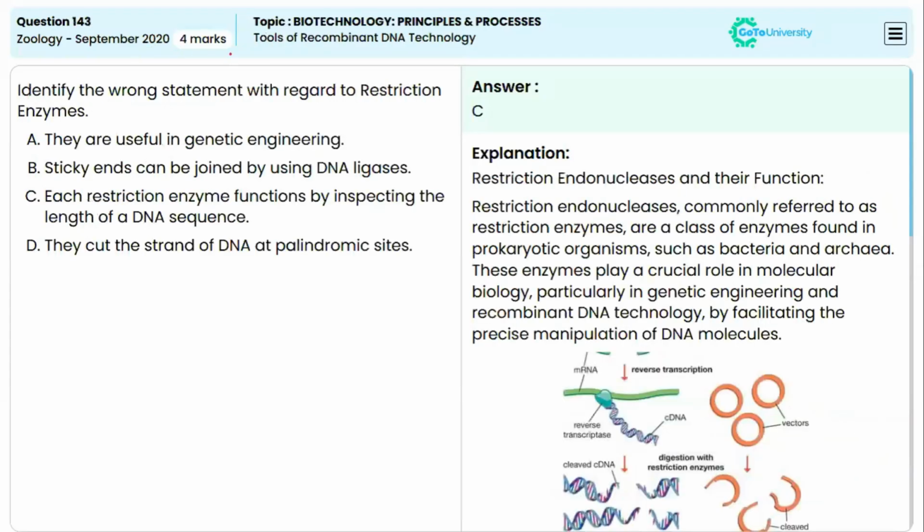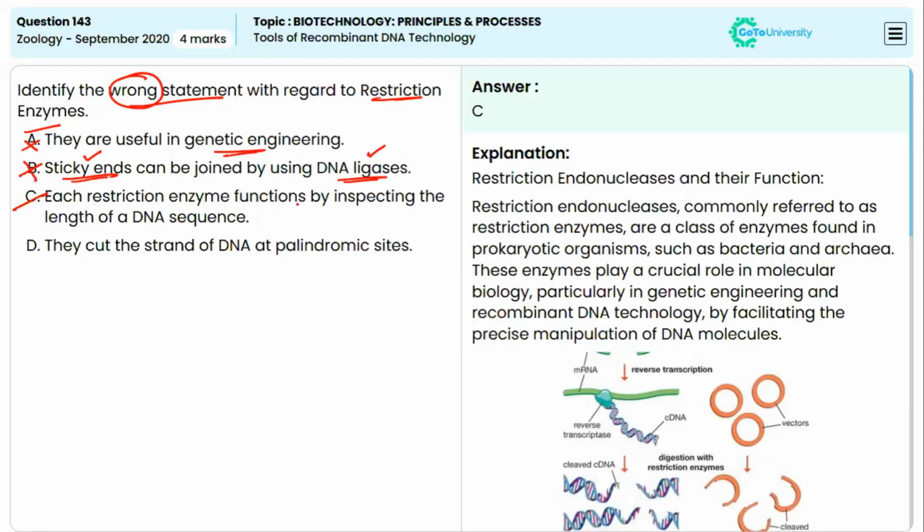Moving to the next question, identify the wrong statement with regard to restriction enzymes. First one, they are useful in genetic engineering. This is a true statement. We have to find out the wrong one. So option A is an incorrect answer. Sticky ends can be joined by DNA ligase. This is also true. We know that, right? Sticky ends are joined by the ligase enzyme. So B is an incorrect answer.